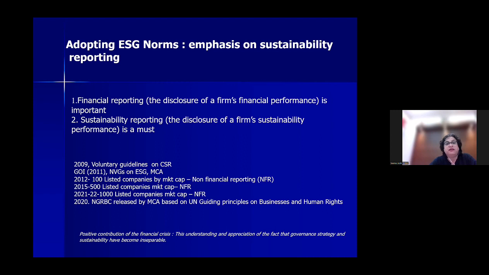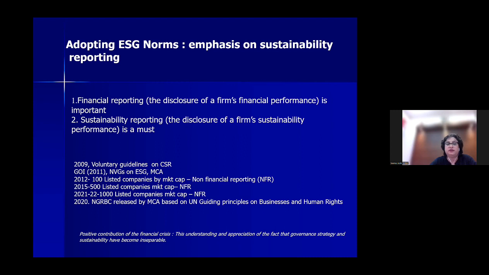And in 2009, voluntary guidelines on corporate social responsibility were issued. And after that, the Ministry of Corporate Affairs, Government of India, came out in 2011 with national voluntary guidelines on environment, social, and governance norms. And in 2012, for the top 100 listed companies by market cap, it was made mandatory to follow non-financial reporting or sustainability reporting. Then in 2015, the number of companies supposed to adhere to this NFR was raised to 500, and in 21-22, it has been raised to 1,000.